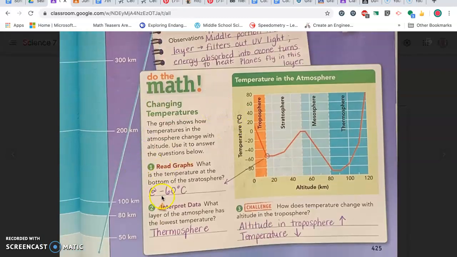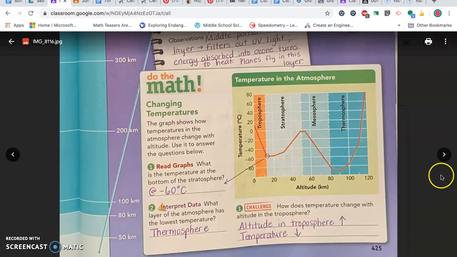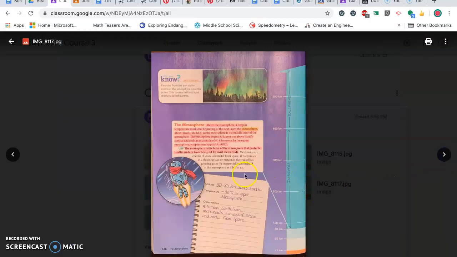And as you see here, I answered these questions, so go ahead to keep practicing with reading graphs and answer those in your book as well. All right, the next level up. If this is the troposphere and this is the stratosphere, the next level up is the mesosphere.